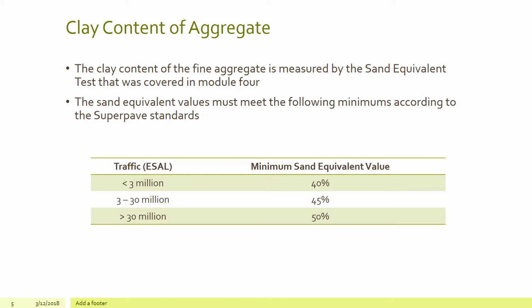The clay content of the fine aggregate is measured by the sand equivalent test that was covered in our module 4. The sand equivalent values must meet the following minimums according to the Superpave standards. So again, we're looking at that traffic. Do we have less than 3 million, 3 to 30 million, or more than 30 million? Our minimum sand equivalent value would then be, for less than 3 million, 40%, for 3 to 30 million, 45%, and if it's greater than 30 million, 50%.